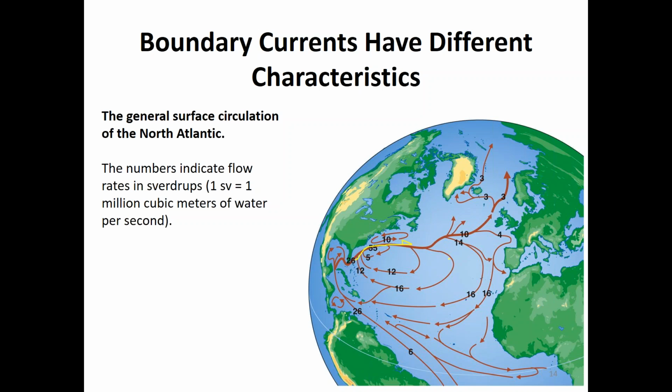For the eastern boundary currents, you have just more diffuse flow returning. So 16 there, 16 there. So it's very broad, so it exists over a larger area. It's very shallow. The actual water moving current is close to the surface, and it's colder and it's slower.